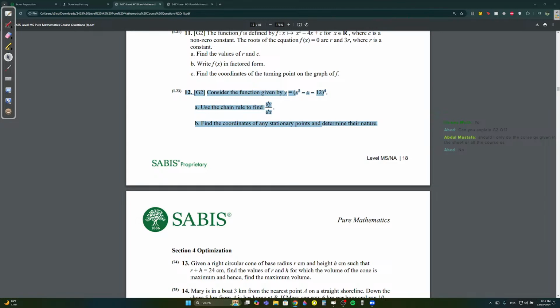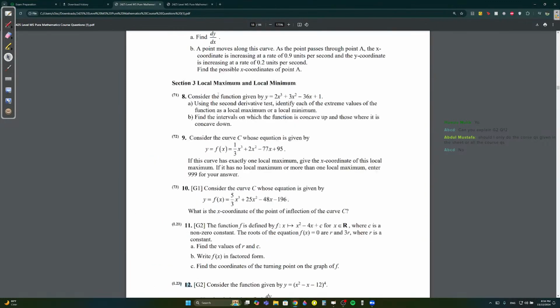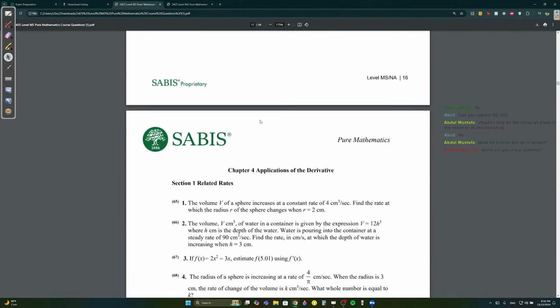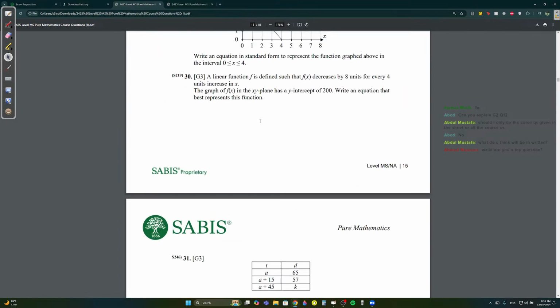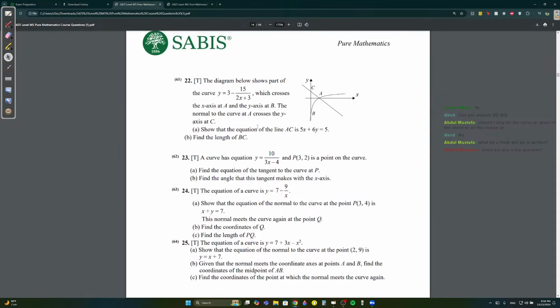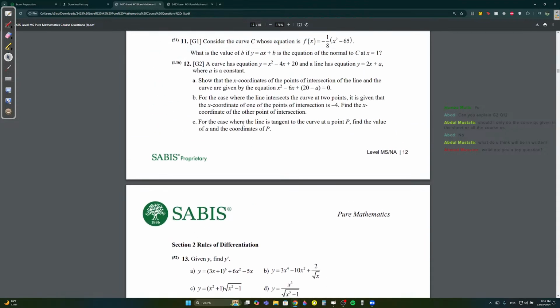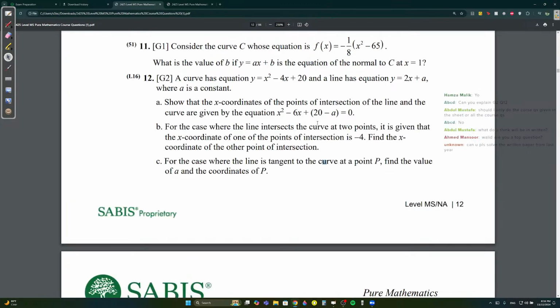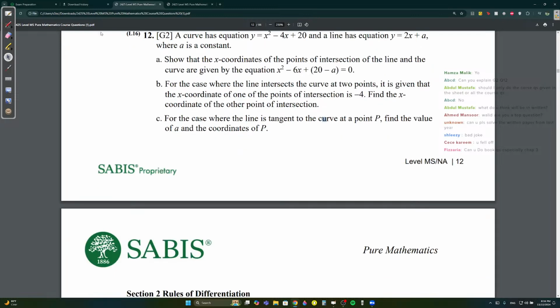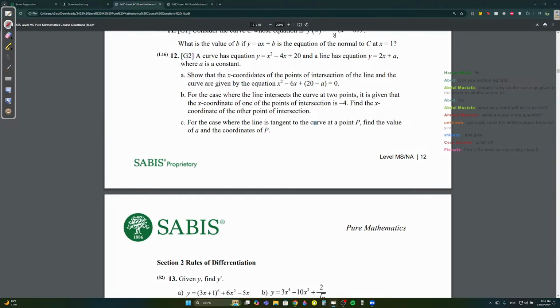I don't understand. Do I solve this question? G2 question 12. Walid, am I a top question? What? I think he wants this one. It's this one. Okay. We start our sheet with solving this question. What do I think will be written? I don't know. Wallah. We're gonna start with this.